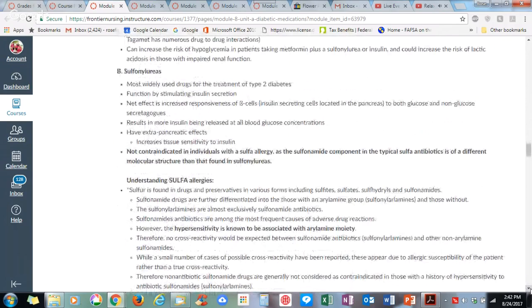The sulfonylureas, most widely used drugs for the treatment of type 2 diabetes. They function by stimulating insulin secretion. The net effect is increased responsiveness of B cells, insulin-secreting cells located in the pancreas, to both glucose and non-glucose secretagogues. Results in more insulin being released at all blood glucose concentrations. Have extra pancreatic effects, which increases tissue sensitivity to insulin.